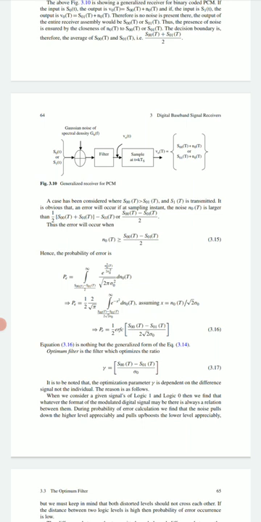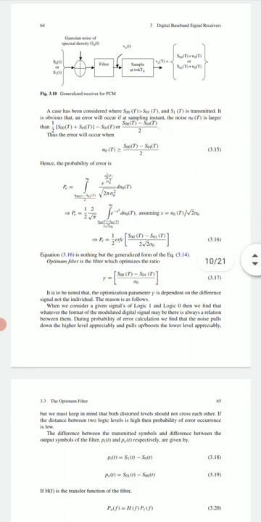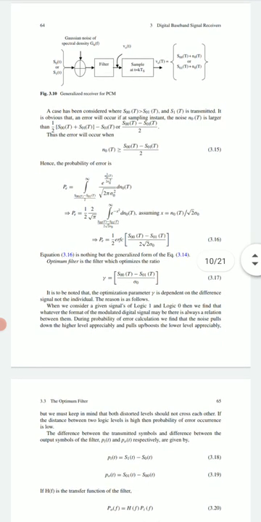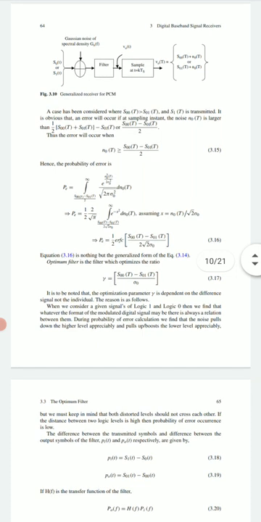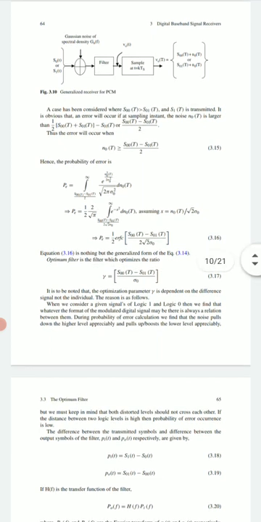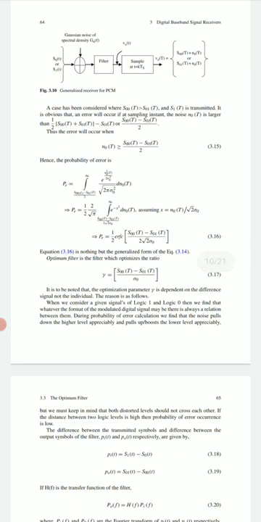So here we can say that the optimization parameter depends only on the difference signal. It is not dependent on the individual signal. When we consider the given signal of binary values, logic 1 and 0, we can find the format of the modulated digital signal, and there is always a relation between them. If we calculate the probability of error, we find that the noise pulls down the higher level appreciably, and pulls up or boosts the lower level appreciably.